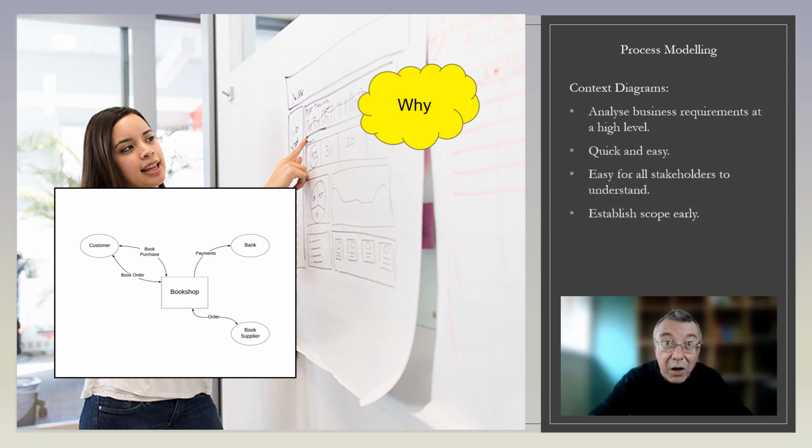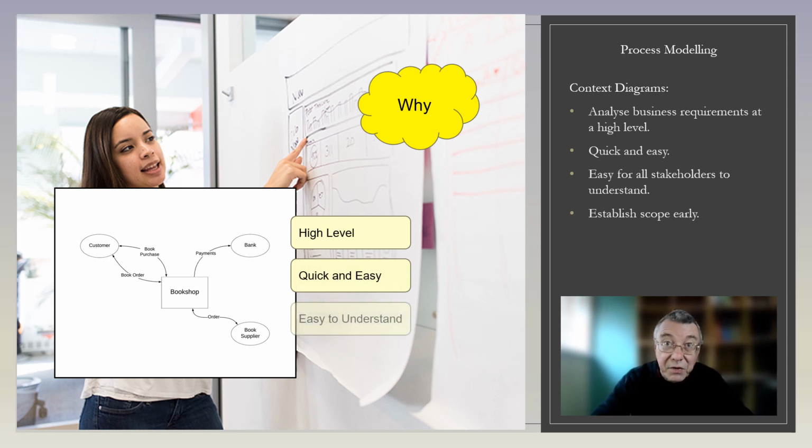The great thing about a context diagram is that it enables you to understand a business system and business requirements at a high level before you dive into all the detail. They are relatively quick and easy to do, relatively easy for stakeholders to understand and therefore validate, and it will help you to establish the scope of a project, of a system under investigation, early, which is a good time to do it.